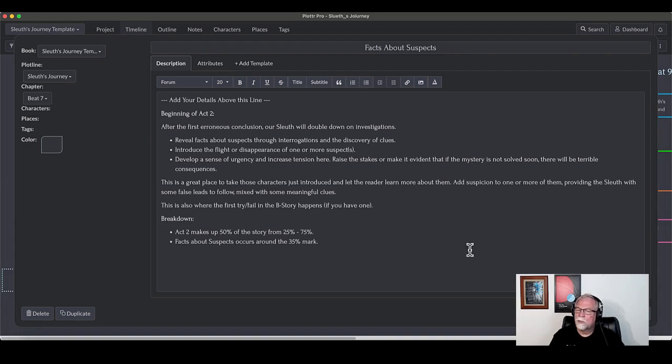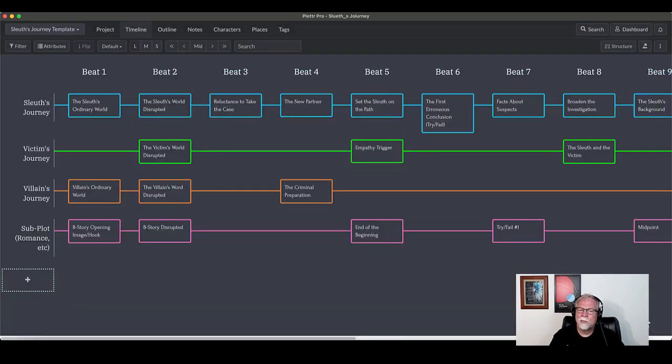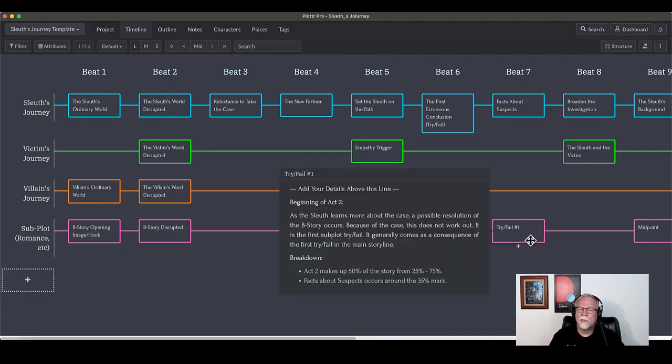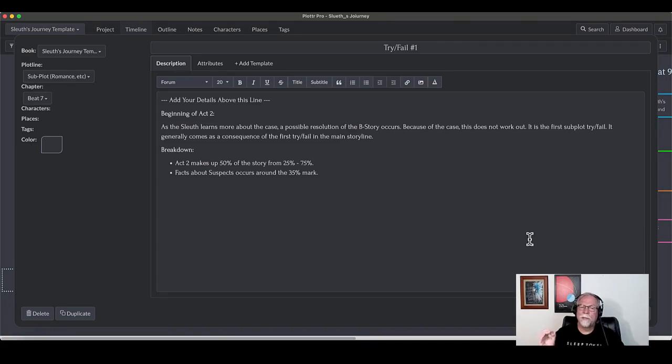Okay. Now, this is where the first try fail in the B story happens, if you have one. Now, in this particular case, what happens is this adds tension. As the detective finds out more about the suspects, something happens in his personal life that draws him away from those suspects, or maybe even someone in his personal life in that B story becomes a suspect. But this adds tension for the main character. Remember, this B story is always tied to the A story. It always disrupts and adds tension to the main plot.